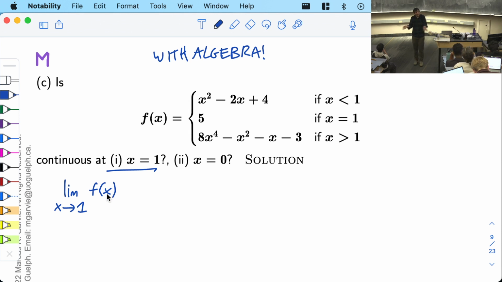We'll calculate them, and then we'll check if they're equal. If they're equal, it's continuous. That's what it means. If they're not equal, or this one doesn't exist or something, that's another way it can be not continuous. But let's do it. How are you going to calculate this limit? OK. There's like the real skill.